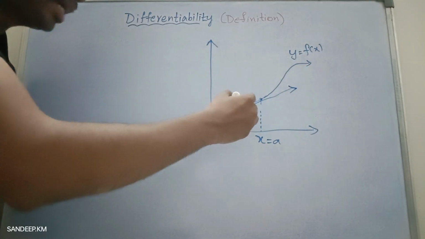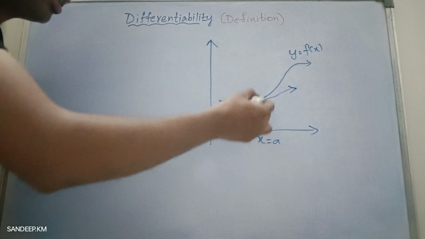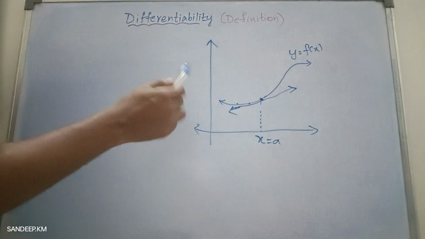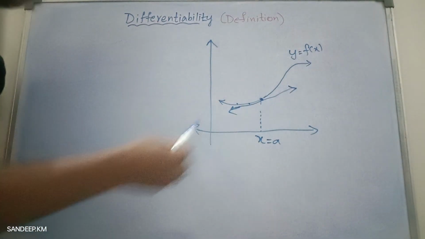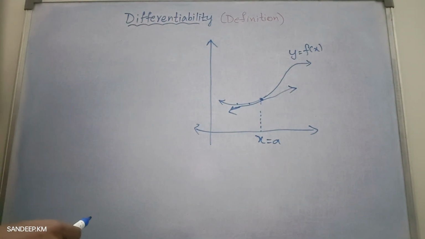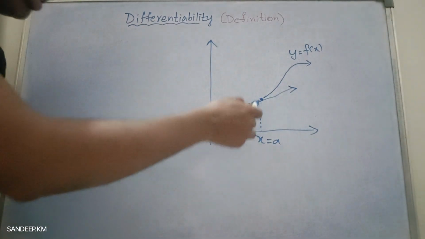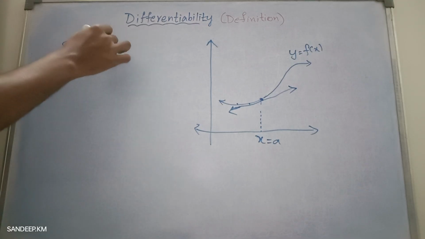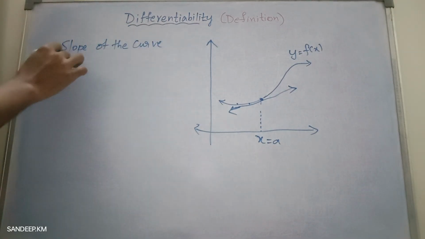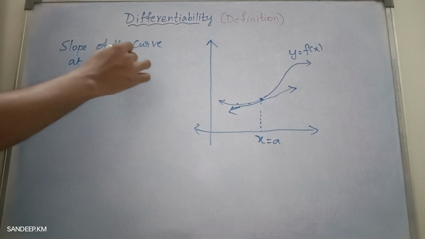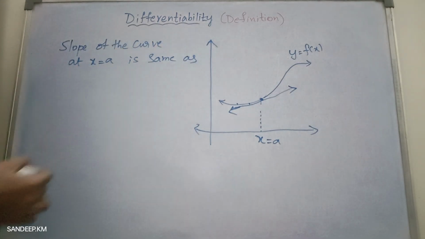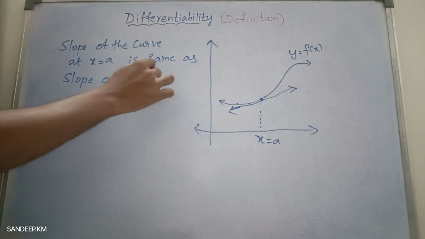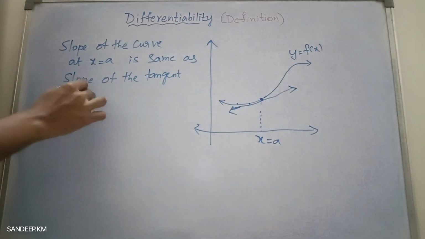You already know what a tangent is. Tangent is a line which touches the curve at this one particular point. So draw a tangent at this point to the curve. Now the slope of the tangent is nothing but the slope of the curve. The slope of this particular tangent at x is equal to a is the same as the slope of the curve. So the slope of the curve at x is equal to a is the same as the slope of the tangent at x is equal to a.